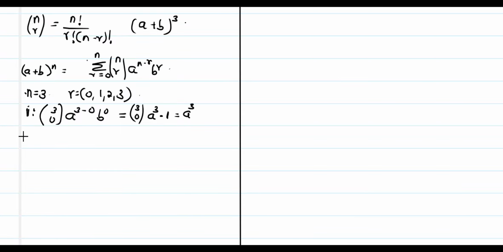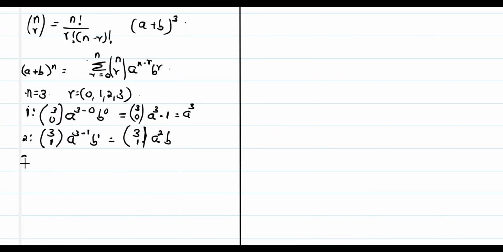So let's go to the second expansion, where I write 3, but now the second value for r is 1. Then a raised to power n minus r, but n is 3, minus r, which now is 1, times b raised to power 1, which now becomes 3, 1, times a. 3 minus 1 is just 2, so it becomes a raised to power 2, then b raised to power 1 is just b.